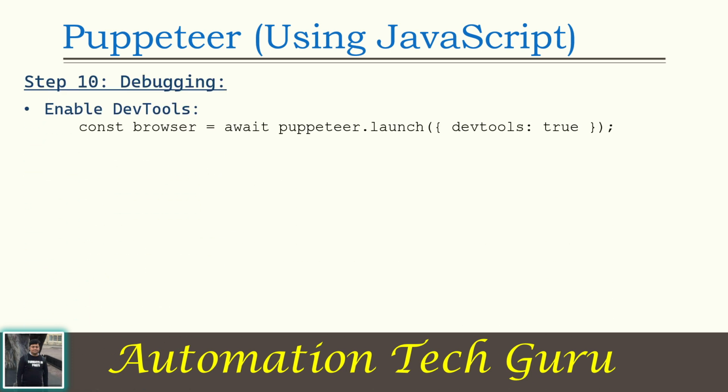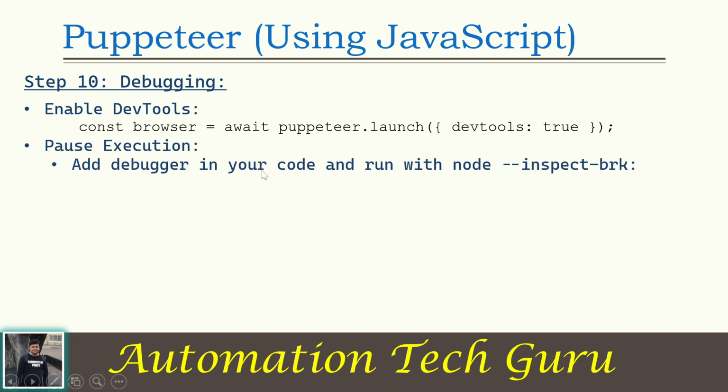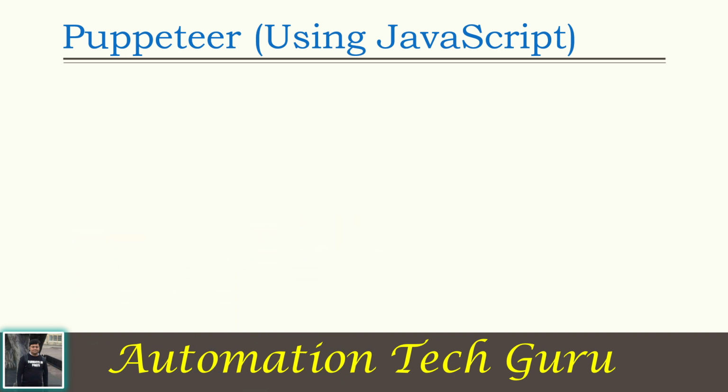Then debugging. Enable DevTools: const browser = await puppeteer.launch with devtools set to true. To pause execution, add a debugger statement in your code and run with node --inspect-brk. You can also use console.log for debugging.